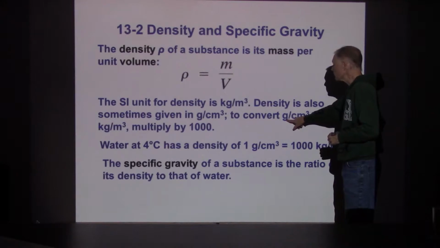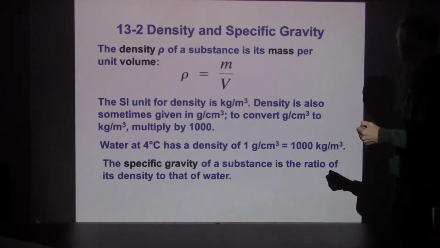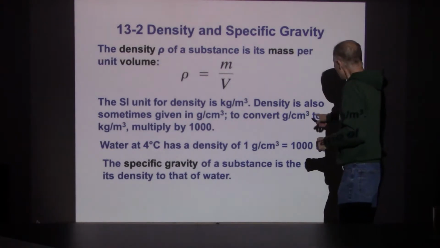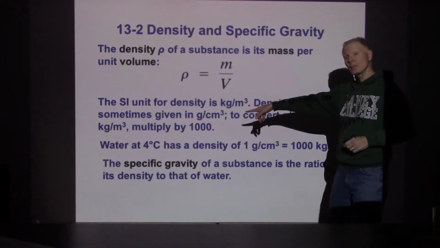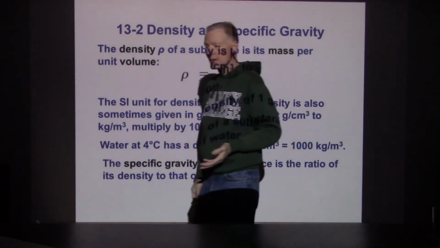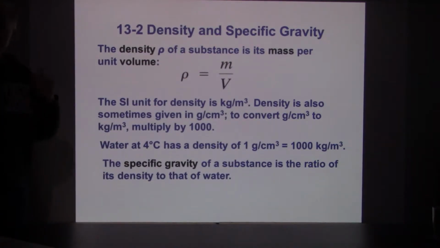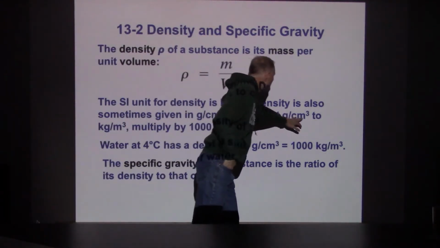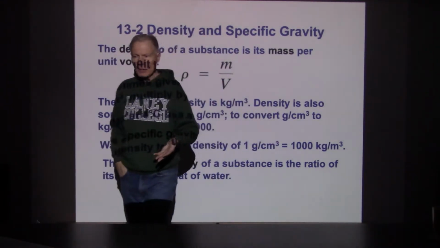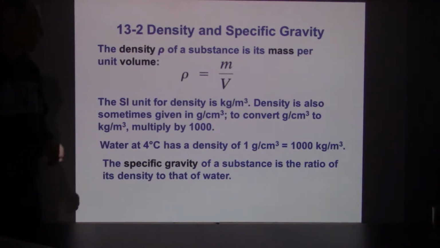we have to convert the grams into kilograms. That's a factor of 1,000. There's 1,000 grams in a kilogram. And then we have to convert the cubic centimeters into cubic meters. And that turns out to be a factor of 1,000,000 because there's 100 centimeters in 1 meter, and those get cubed. So if I take that factor of 100 and cube it, that's going to be 1,000,000.